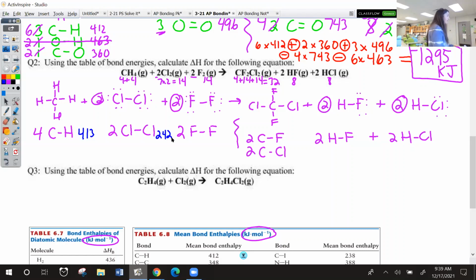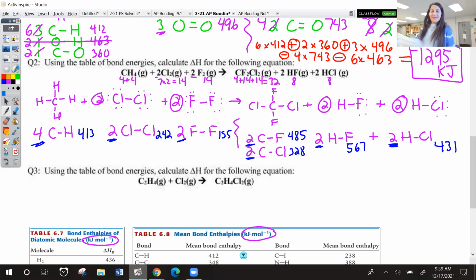My FF is 155, and that's probably what takes the longest, is just making sure you get your numbers right. My CF is a 485. My CCl is a 328. The HF is a 567, and the HCl is a 431. Okay, don't forget to multiply by these numbers.